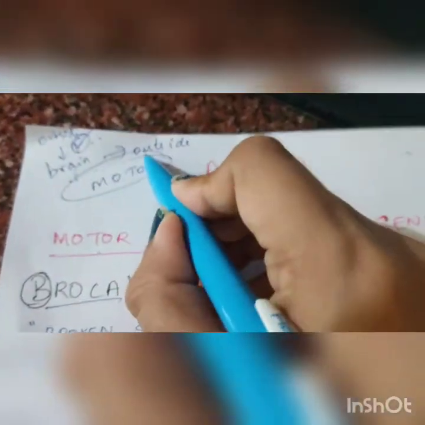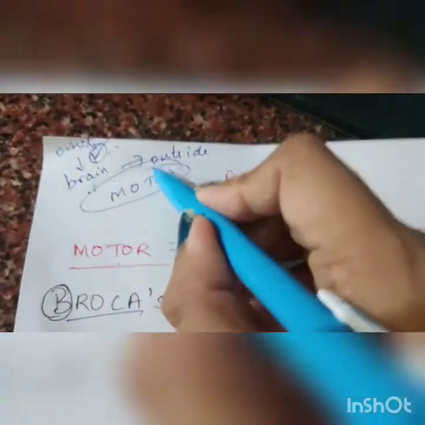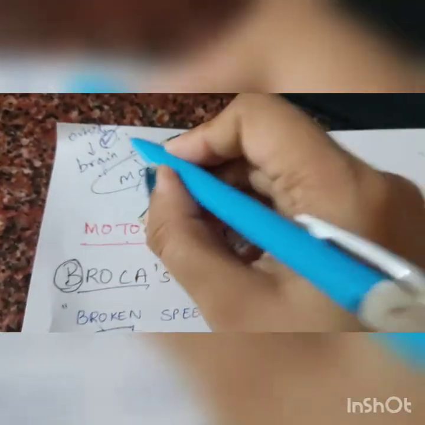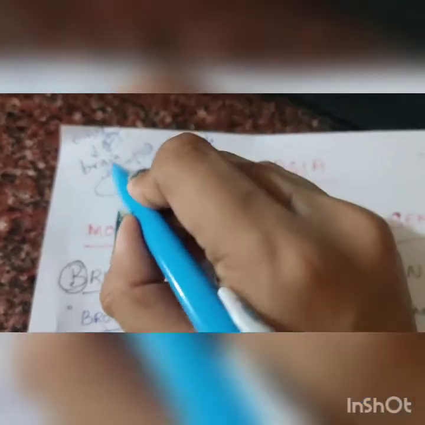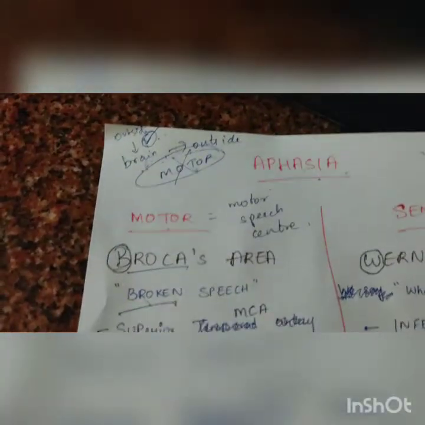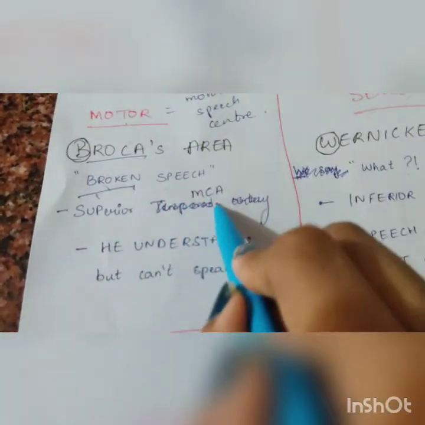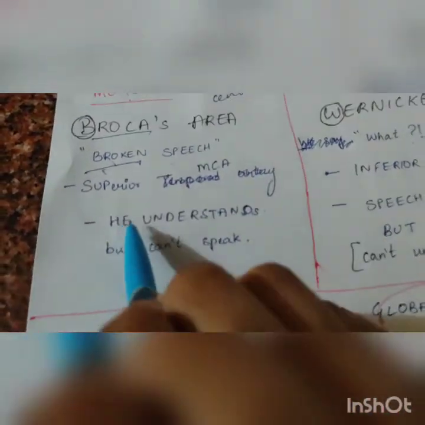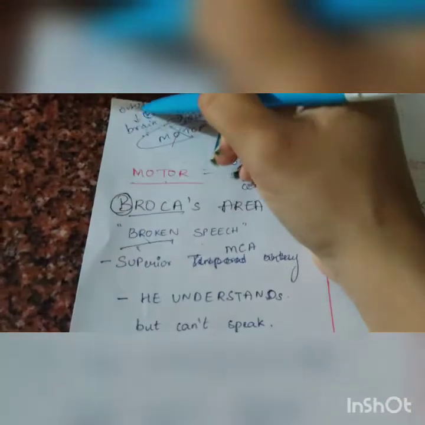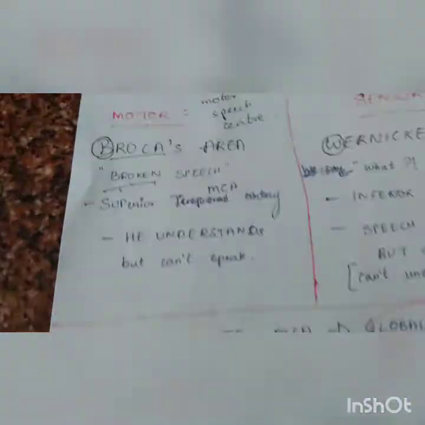But you cannot say the same thing outside, because your motor is disrupted. So you cannot send the proper speech signals outside your brain. So you're going to have broken speech whenever there is a lesion in the superior middle cerebral artery. He understands what we are saying because his sensations are intact, but he cannot speak.